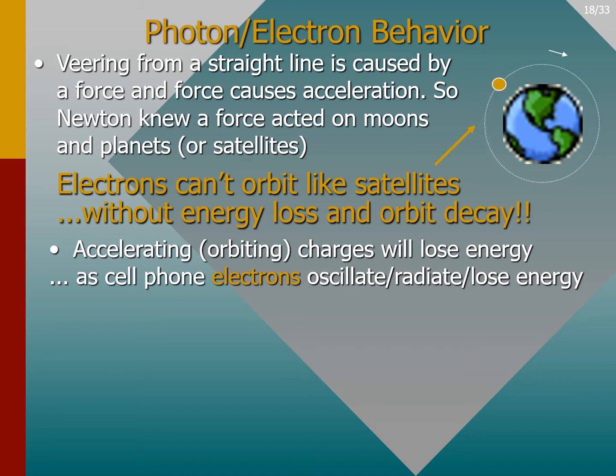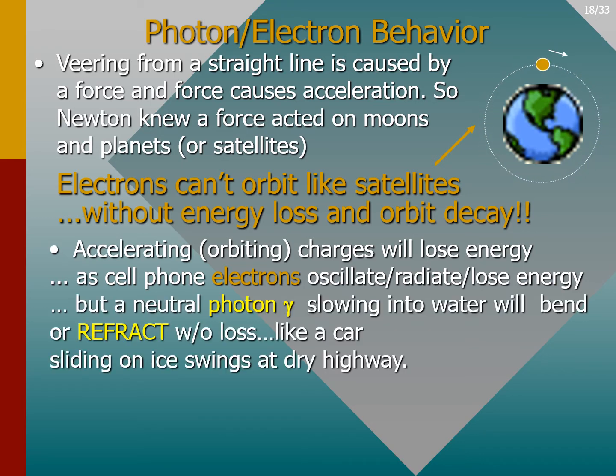Is the same thing true for neutral photons of light? No. Photons don't lose energy when they slow down or decelerate. We see this all around us. Light bends or refracts when it enters the glass of a prism, or when it enters the water in a swimming pool, or raindrops in a rainbow.